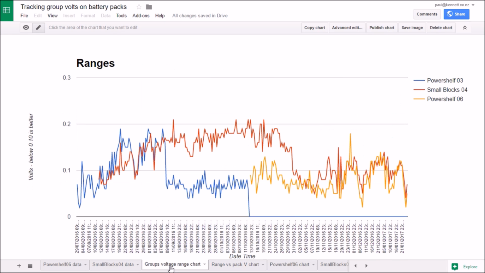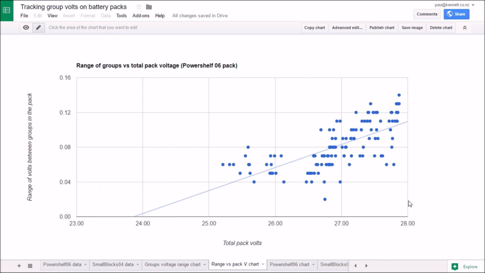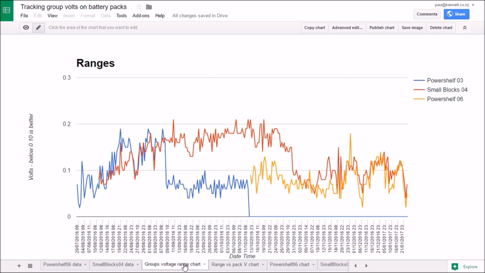So that's the lesson from all that tedious data collection. One, it's worth not charging your packs too high. And two, if you sort your packs, then you can expect them to be more balanced than if you sort them badly or don't sort them. So those are valuable things to learn. I hope this has been interesting for you.